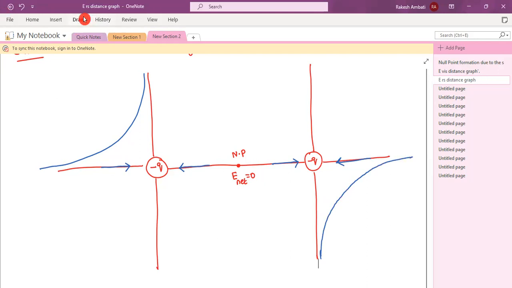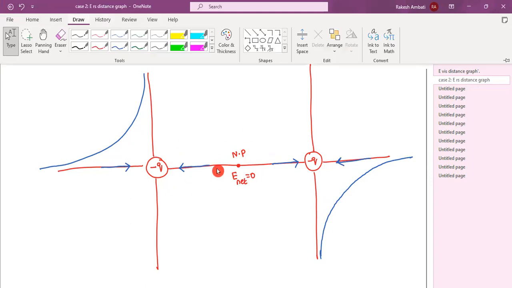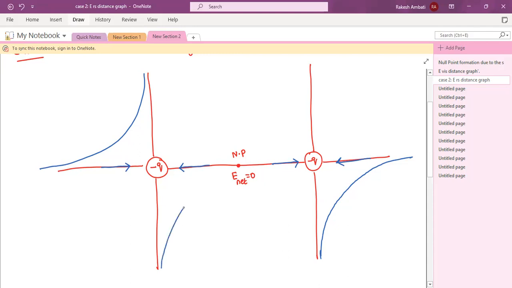Then the main important point: in between the charges. See here, the intensity is in the negative direction, so we draw the intensity graph on the negative side. Next, here the intensity is in the positive direction, so we draw the graph on the positive side. By keeping these points in mind, the graph will be like this.